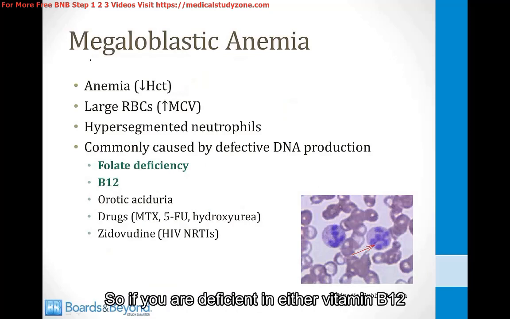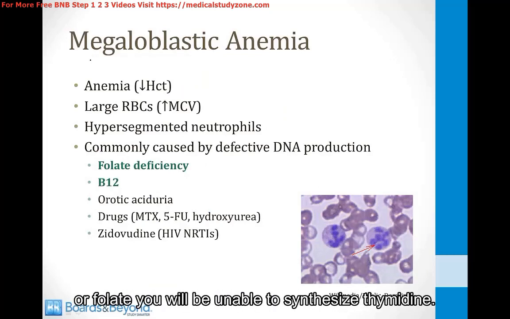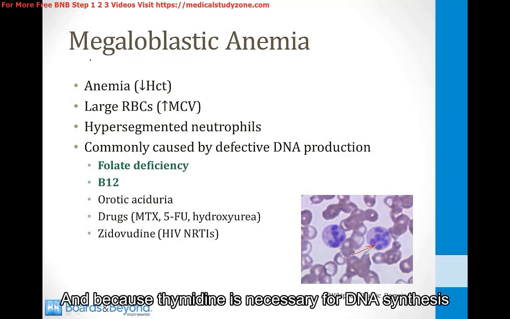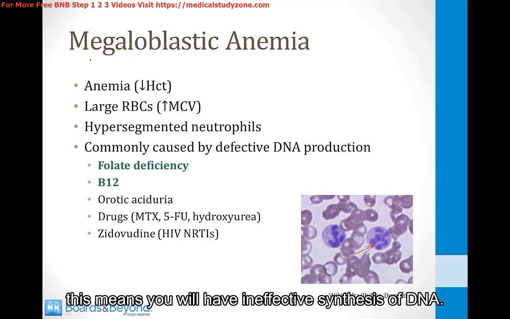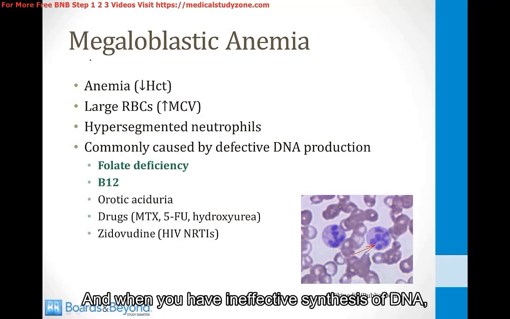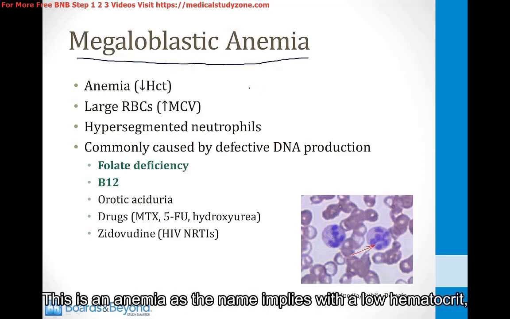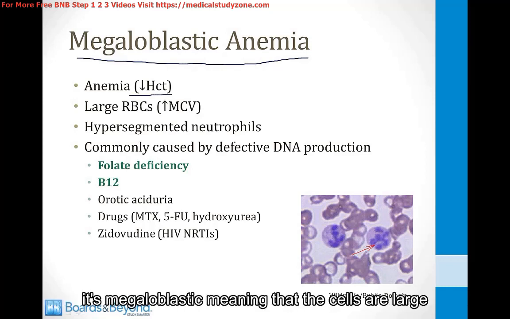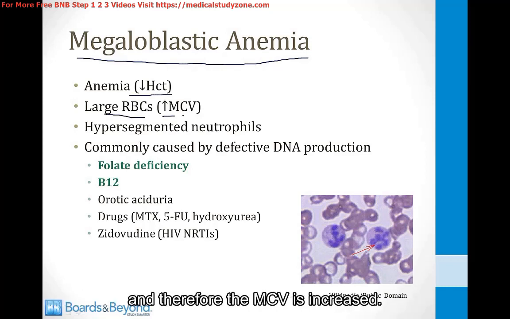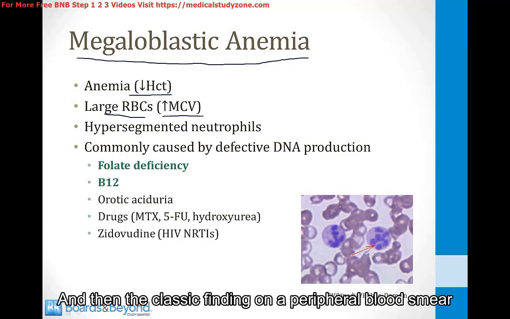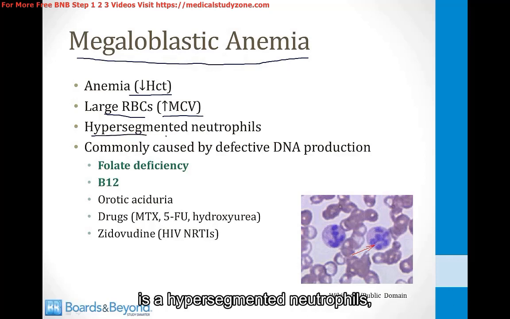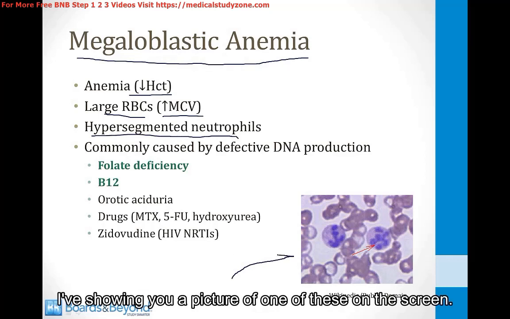So if you are deficient in either vitamin B12 or folate, you will be unable to synthesize thymidine. And because thymidine is necessary for DNA synthesis, this means you will have ineffective synthesis of DNA. And when you have ineffective synthesis of DNA, the clinical syndrome that develops is called a megaloblastic anemia. This is an anemia, as the name implies, with a low hematocrit. It's megaloblastic, meaning that the cells are large and therefore the MCV is increased. And then the classic finding on a peripheral blood smear is a hypersegmented neutrophil. I've shown you a picture of one of these on the screen.